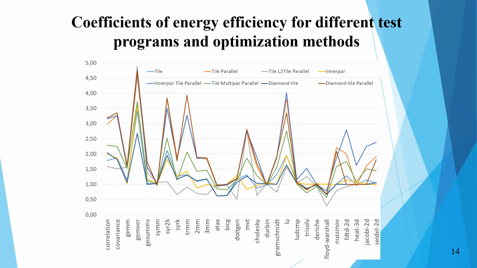So in common, it means that not every optimization can lead to energy efficiency. And it should be discovered in particular every time. Also, it's a good idea to check particular optimization methods in particular software.